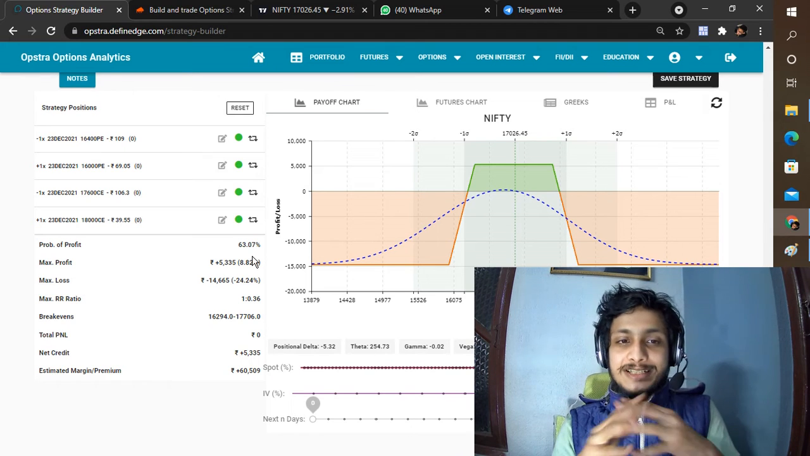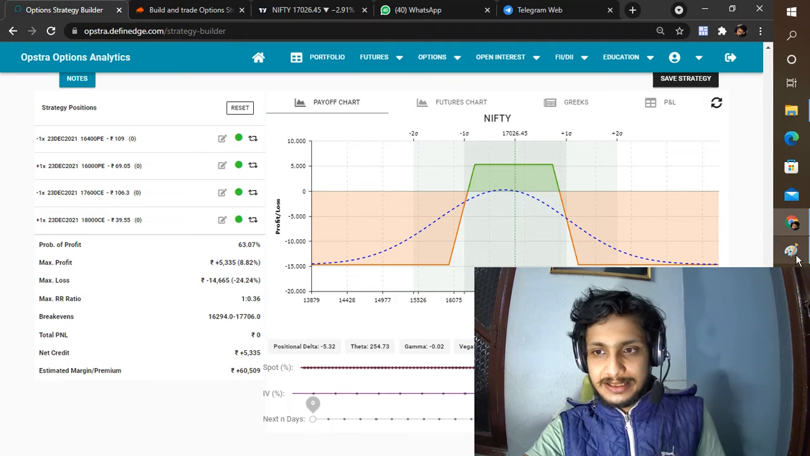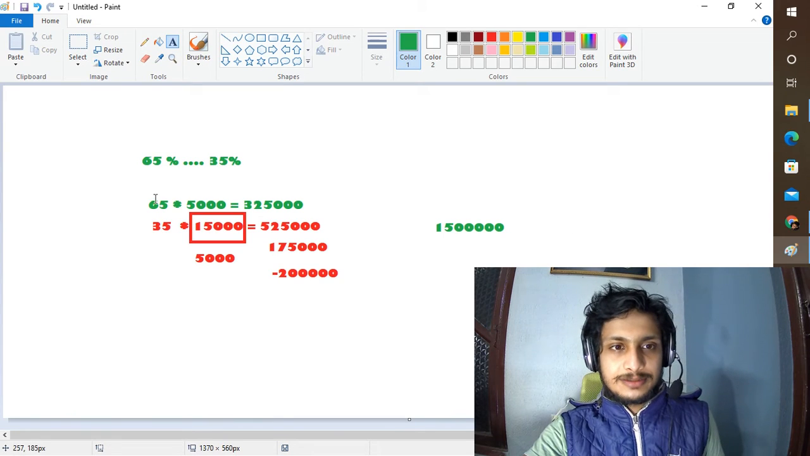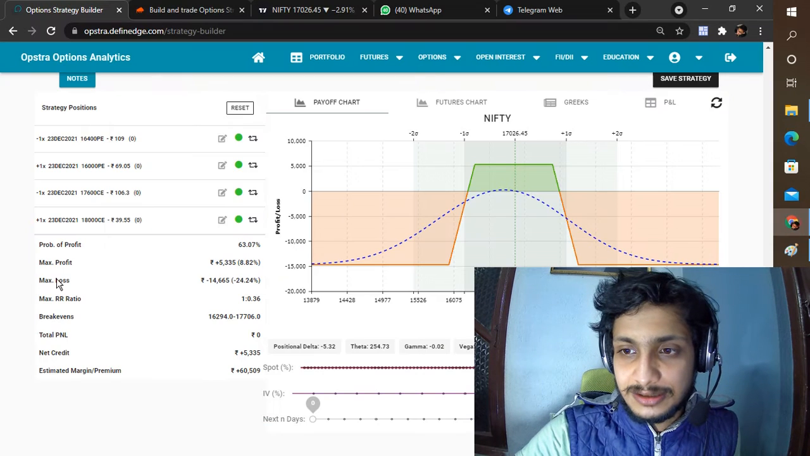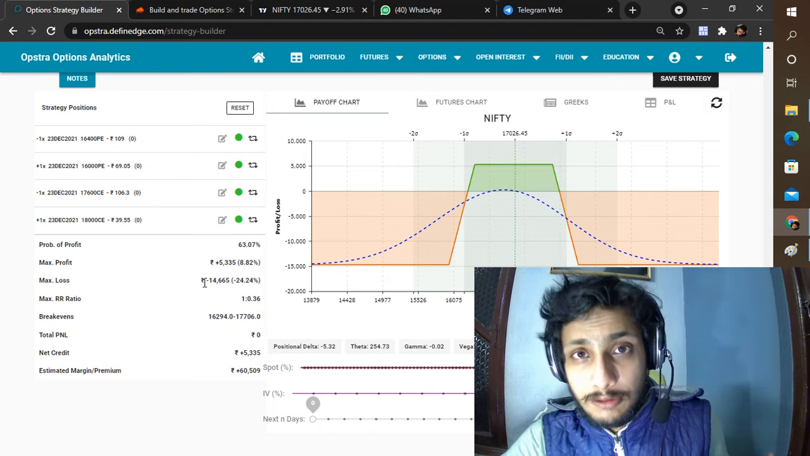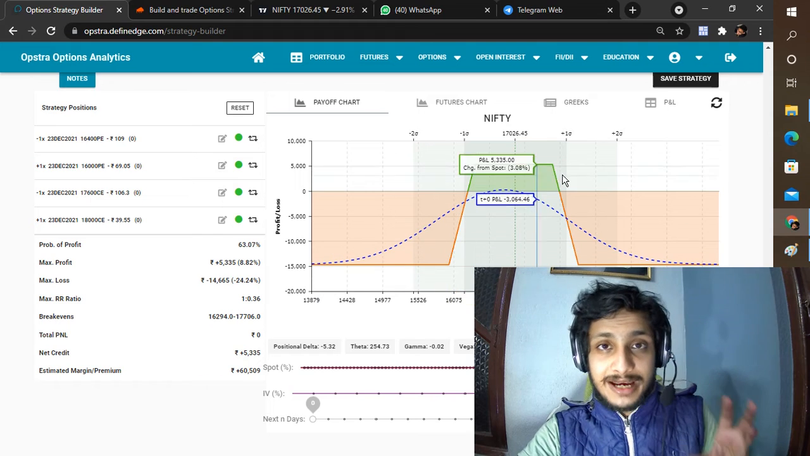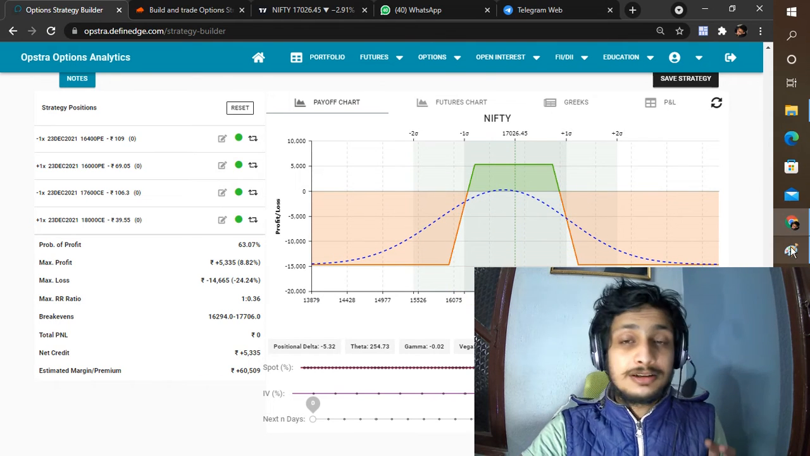Then what is the net profit that you are achieving from the 65 times out of 100 times? It's basically 65 into 5000, which is 3,25,000. But the rest of the 35 times you are making a drawdown of 14,665, which is more or less 15k. So 35 times out of 100 times you are making a loss of 15,000 rupees.